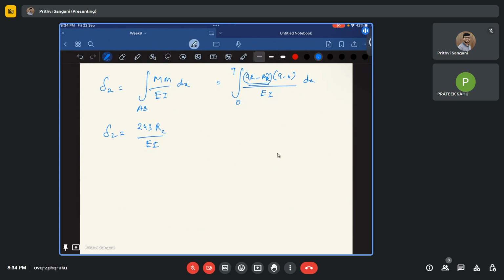So this delta 2 is 243 RC, and it is also upwards, as I assume upwards to be positive. Now, delta 1 plus delta 2 is equal to 0. Delta 1 I have found as 9477 by EI plus 243 RC by EI. That is going to be 0.